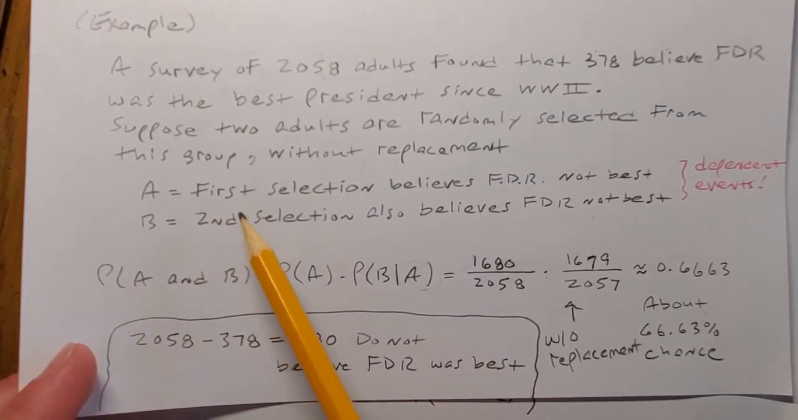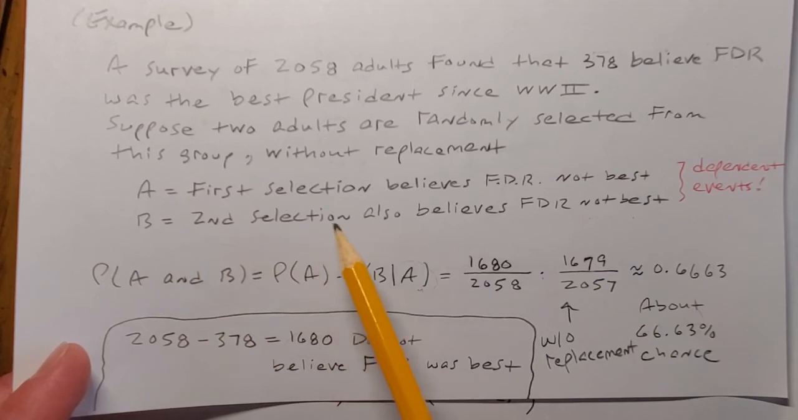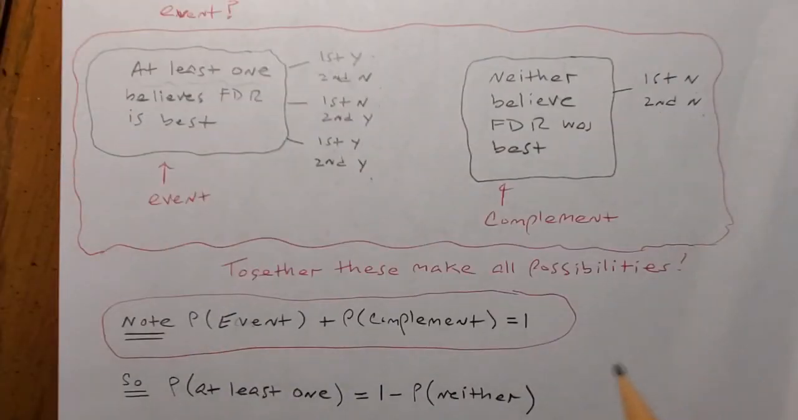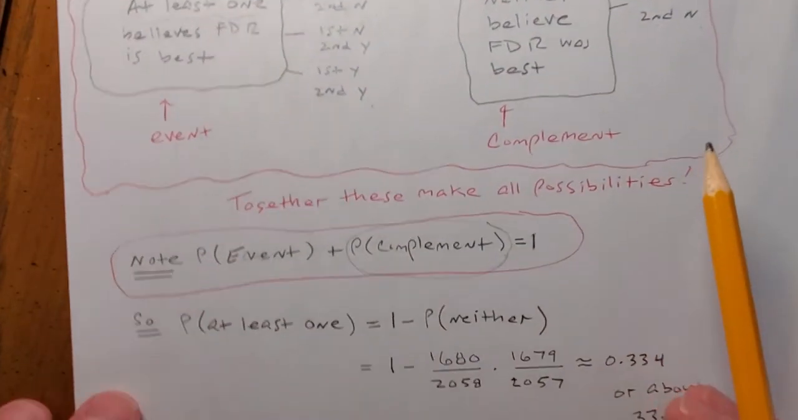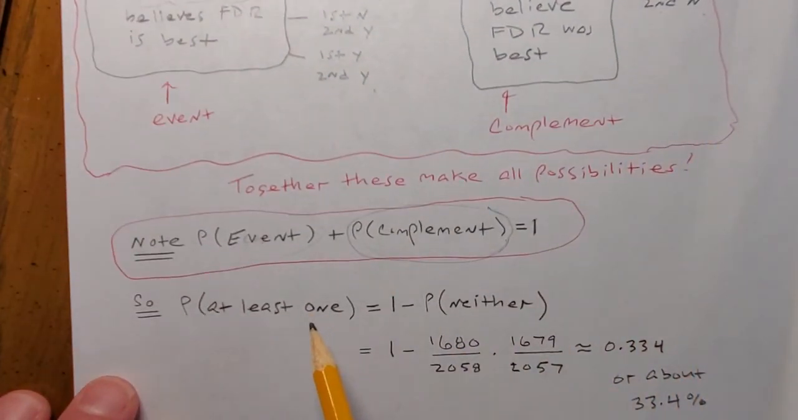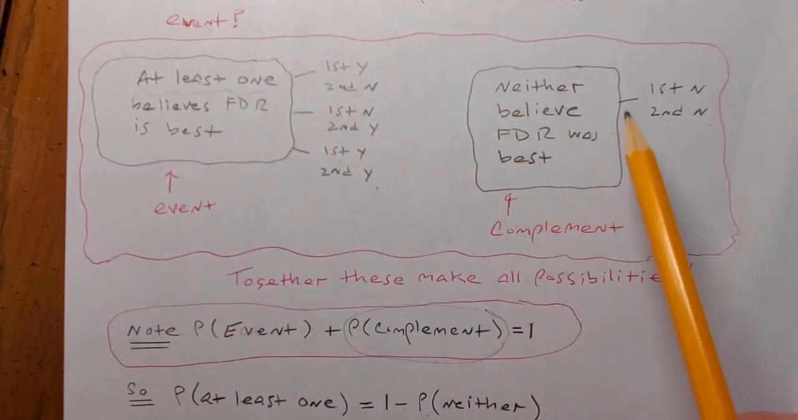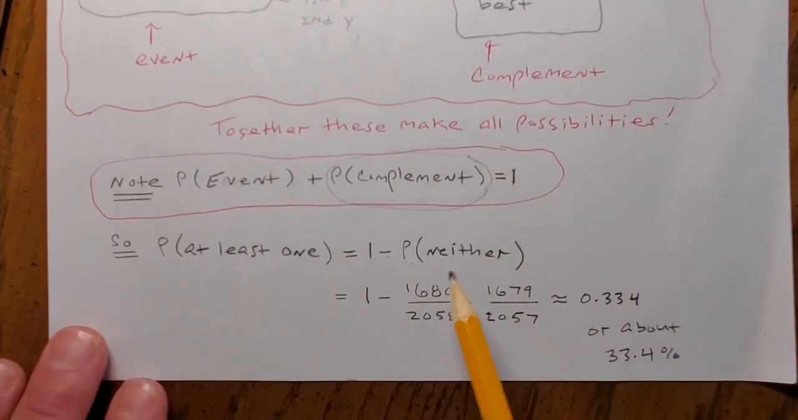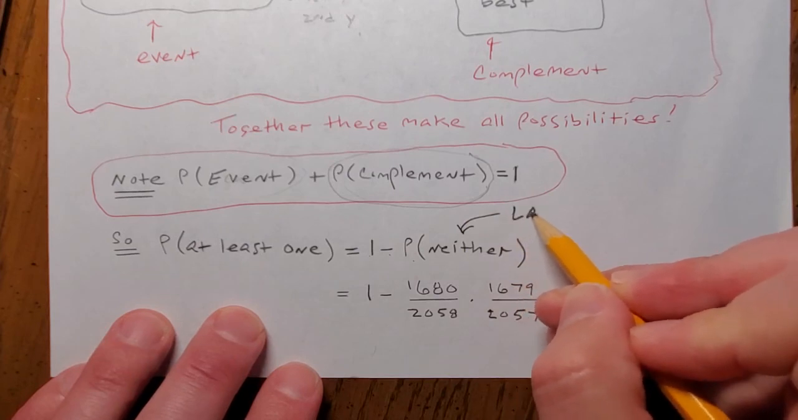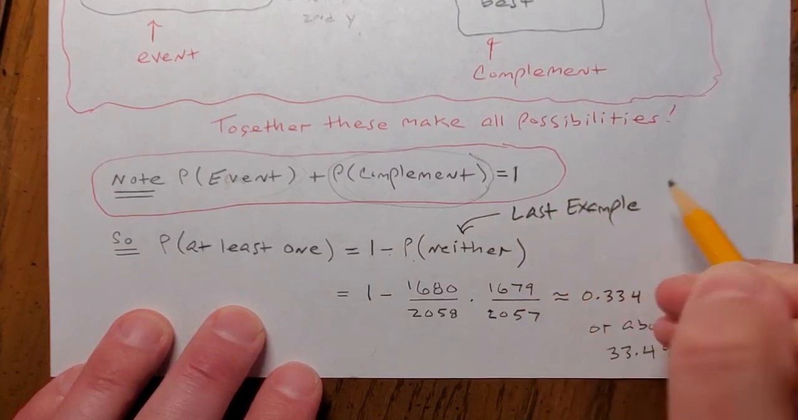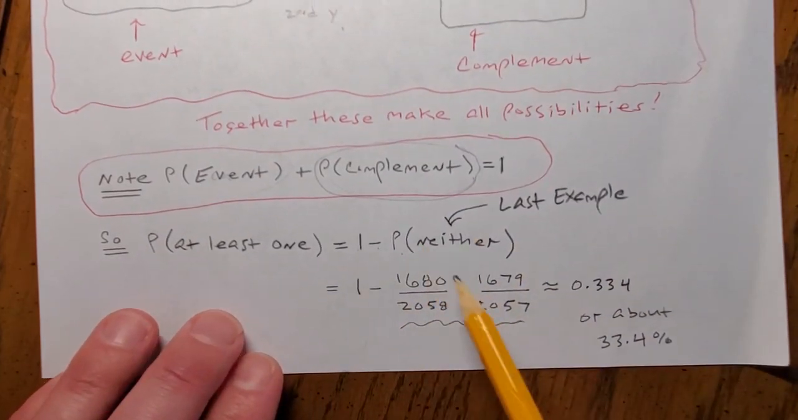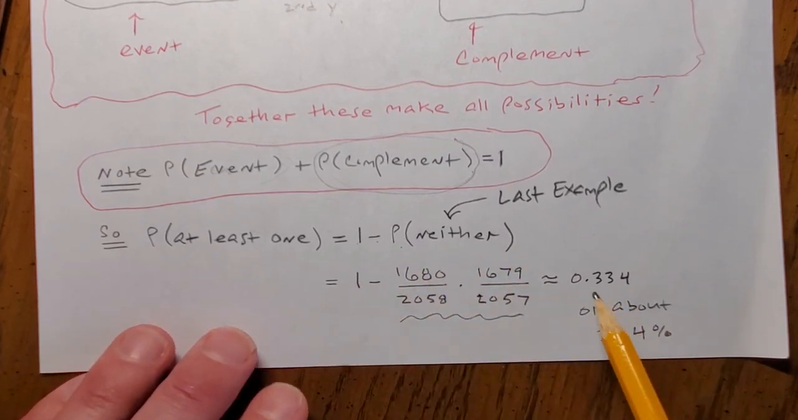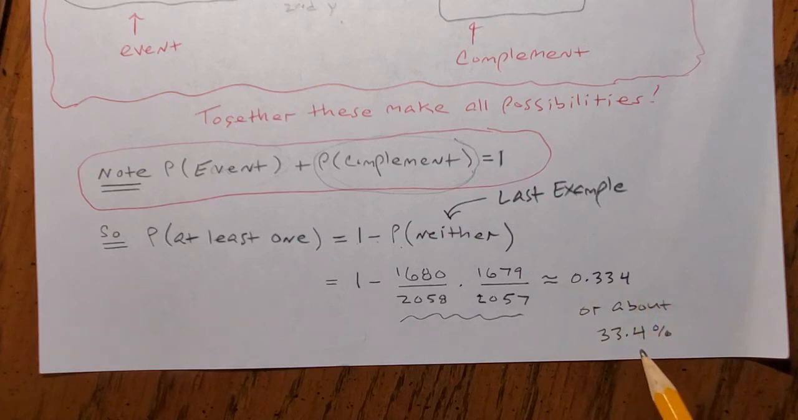That the A and then B, the first selection believes FDR wasn't the best, and then B, the second person, also believes he wasn't the best. Yeah, that's this one. So look, we know this one. So if you did 1 minus this, you would get the one that you're trying to calculate up here. Okay? All right, so the probability that at least one of the two people surveyed thinks FDR was the best post-World War II president is 1 minus the probability that neither believe FDR was the best president since World War II. And we did this in the last example. Okay, so we don't have to do the math again. This was our calculation. This was our result in that last example. If you do 1 minus that number, you'll get this 0.334, which is about a 33.4% chance.